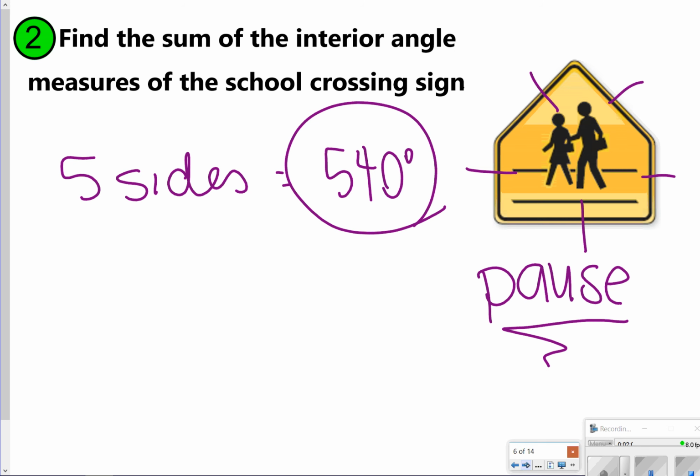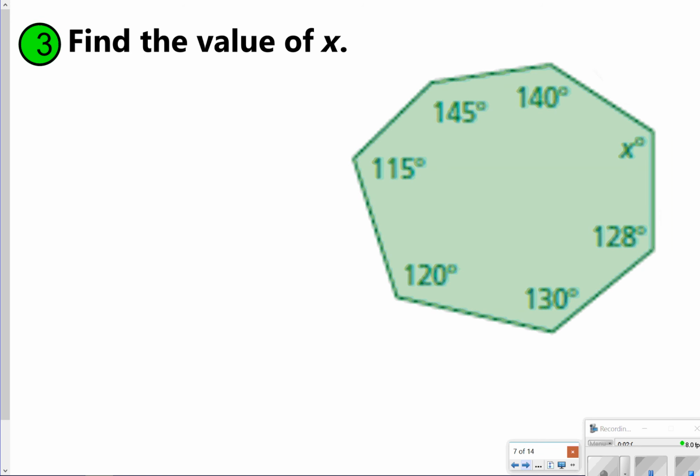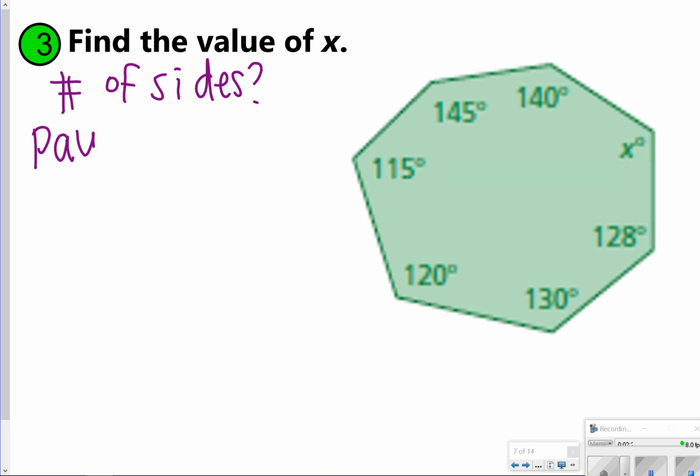Okay? Next thing we're going to do is find the value of x. So what you have to do here is first find the number of sides, and then see how many degrees there should be with that number of sides, and then find the missing degree measurement. Let's go ahead and pause the video now so you can try that one on your own, and then click play when you're ready to check your work.